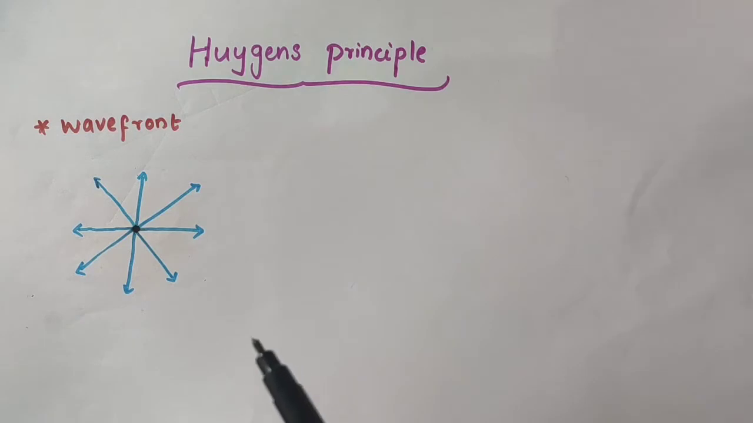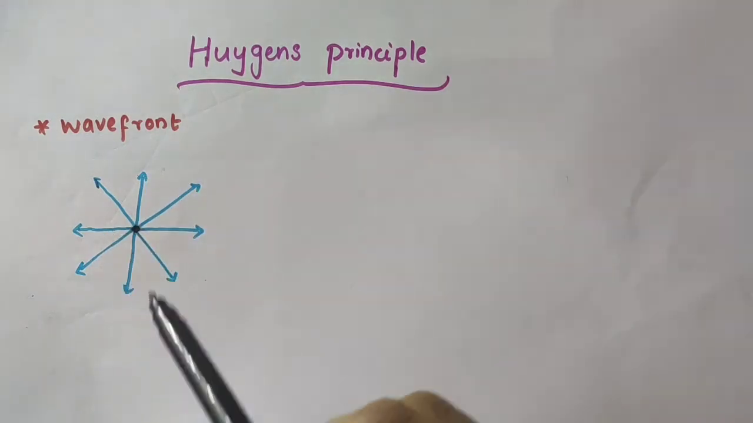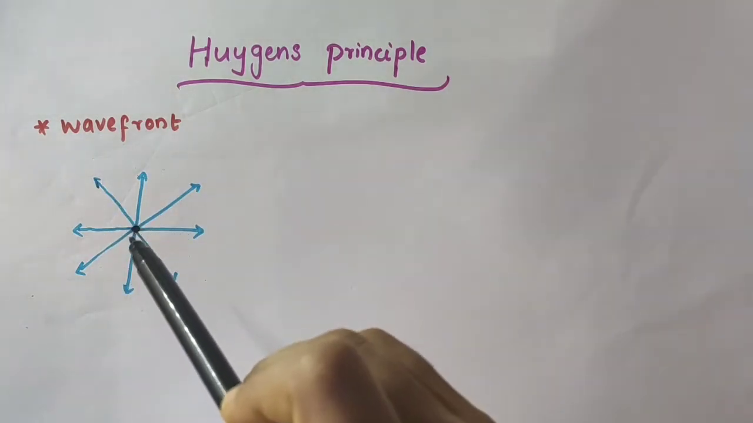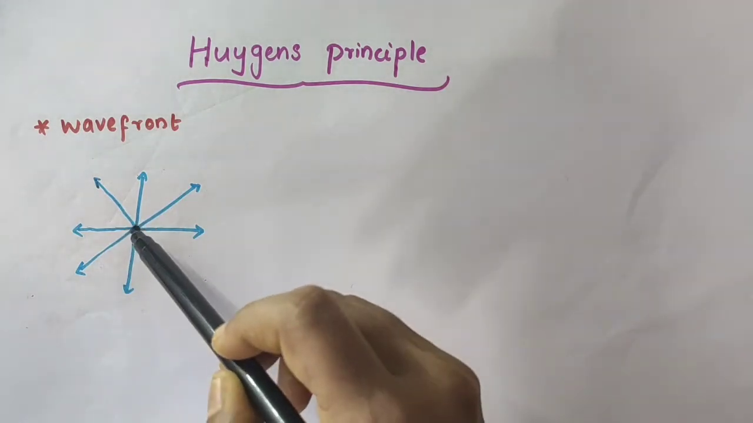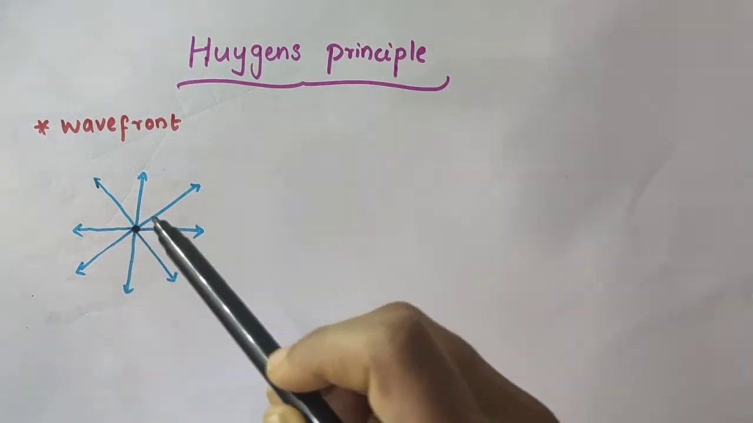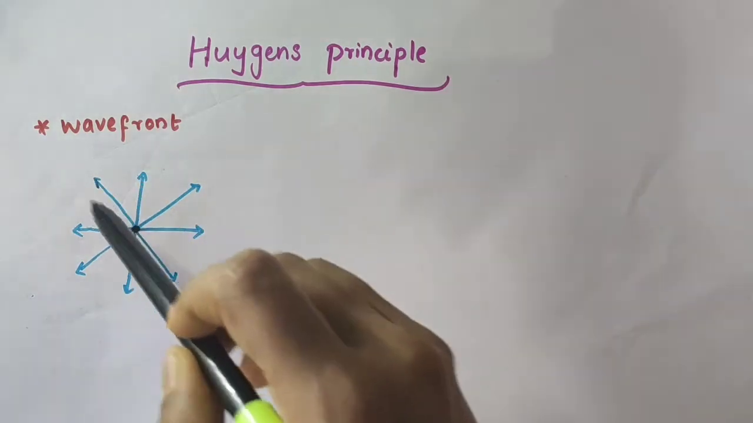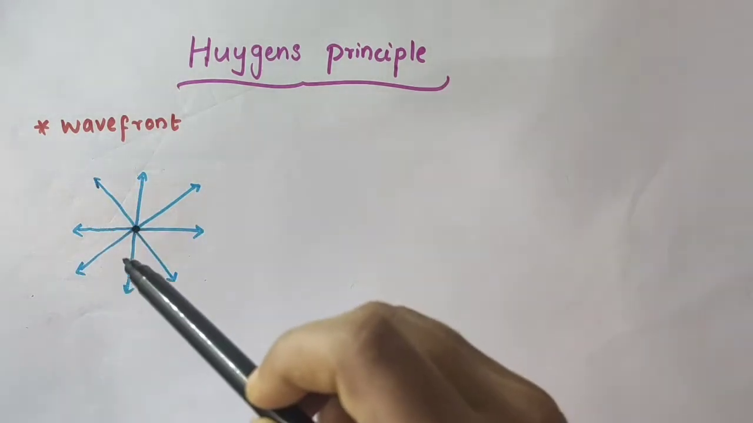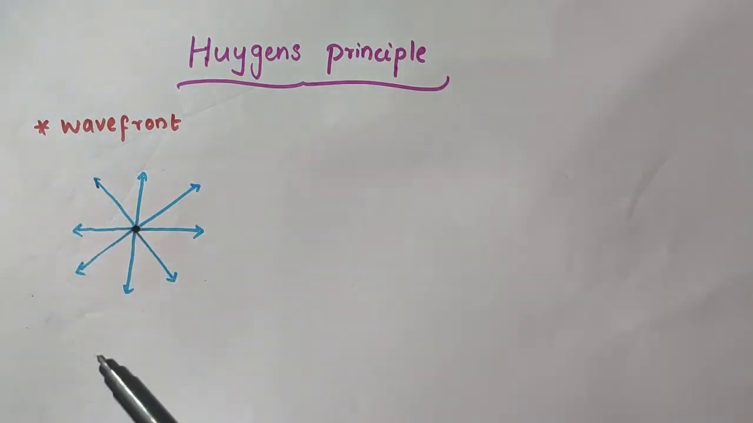You might have noticed that when you drop a small stone on a calm pool of water, water waves spread out from the point of impact in all directions. Let this be the point of impact where the stone had contact with that calm pool of water. Then water waves spread out in all directions, in this direction, in this direction, that is, in all directions.